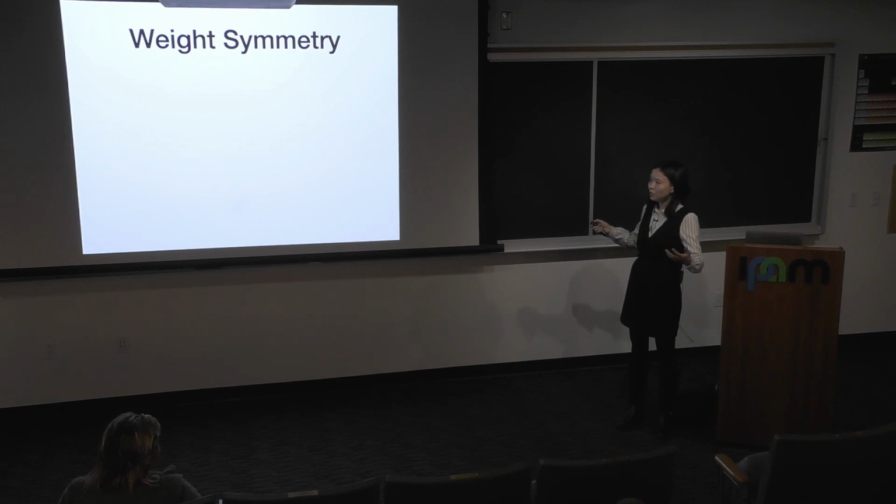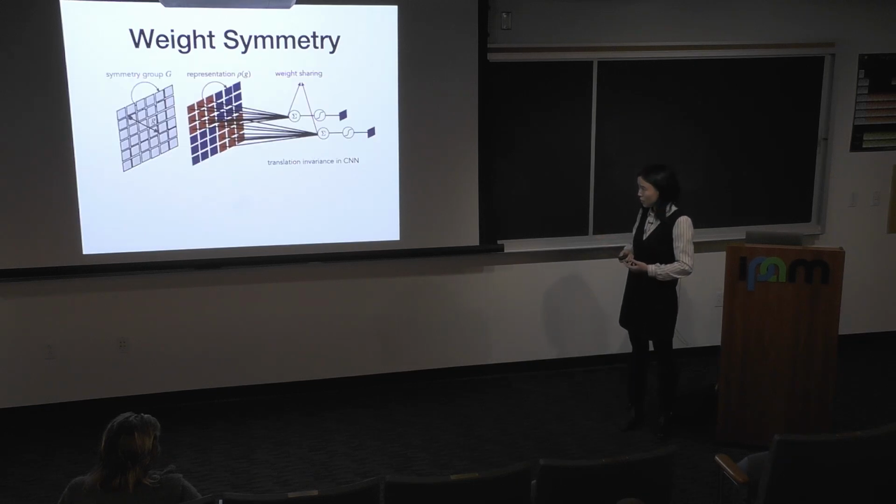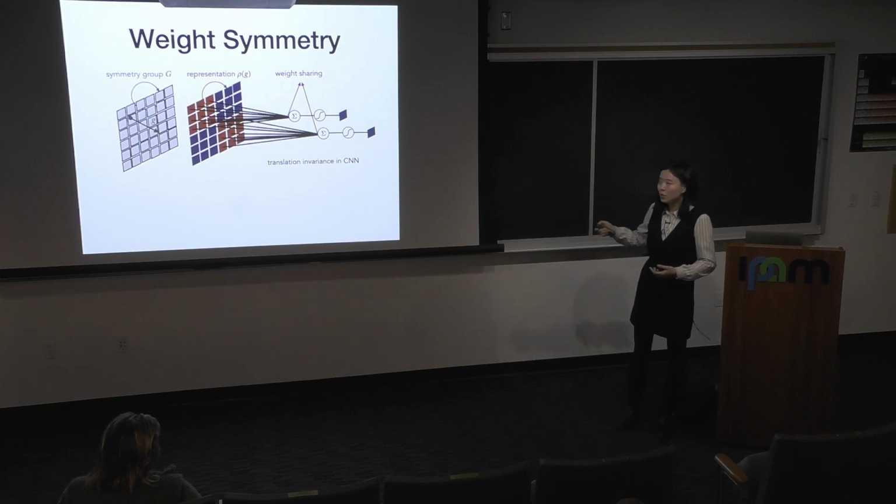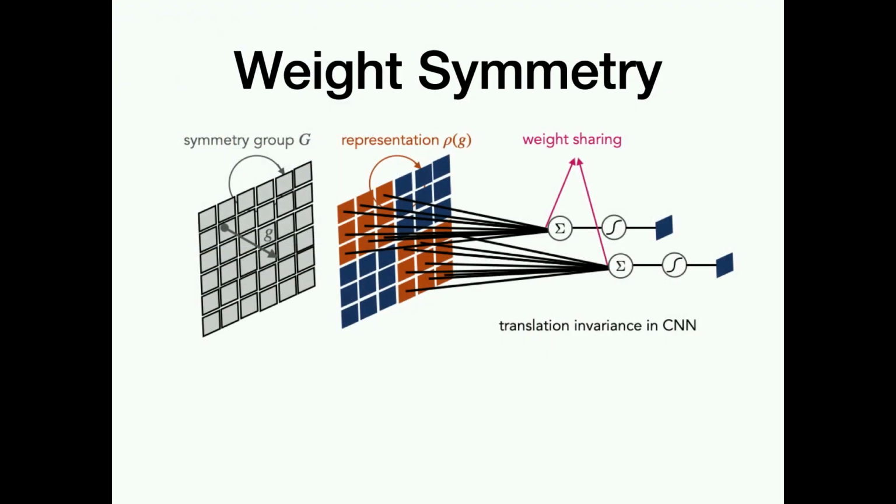So in general, how do we design equivariant networks? It's actually very similar to how we design convolutional neural networks. In convolutional neural networks, we say it's translation invariant because we are using weight sharing to share weights along bundles of this little filter.